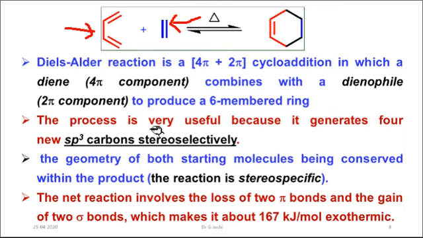This process is very useful because it generates 4 new sp3 carbons stereoselectively. We know that sp3 carbons are stable in comparison to sp2 carbon. Therefore in this case all the carbons are sp2, whereas in this cyclic system the 1, 2, 3, 4 carbons are sp3 carbon. Therefore this system is highly stable in comparison to this one. Therefore the energy gain for this process is very high. It is about 167 kilojoules per mole.